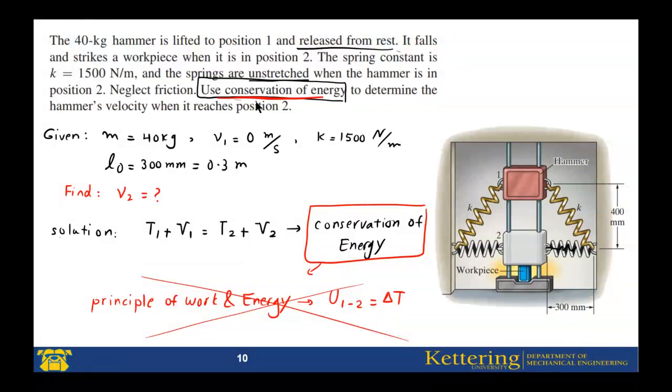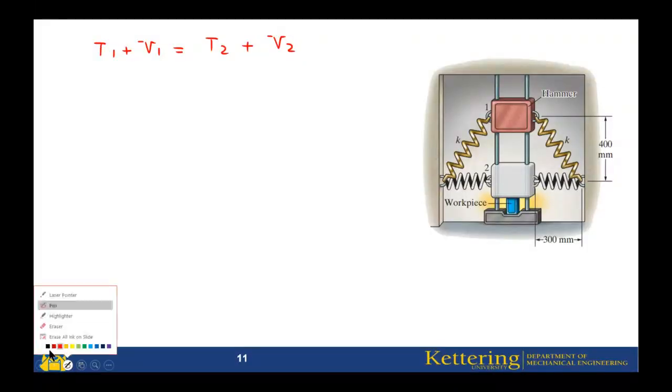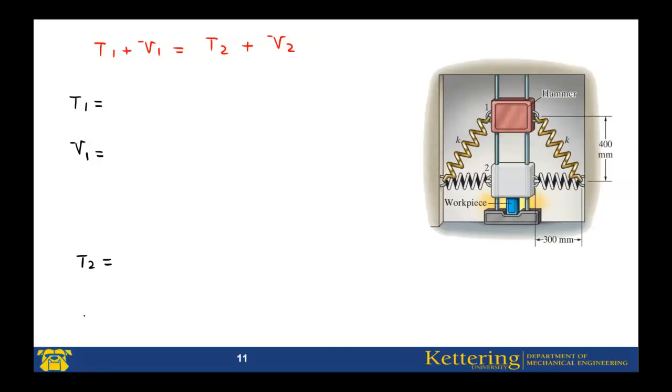Then, can we move to the next slide? Using this equation, T1 plus V1 equals T2 plus V2, this is called conservation of energy. What I usually do is write them like this: T1 equals, V1 equals, T2 equals, and finally V2 equals. I need to find each of these.